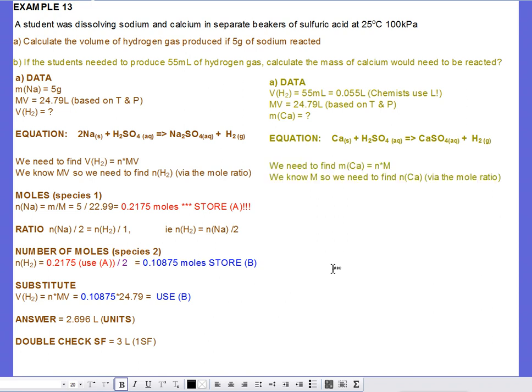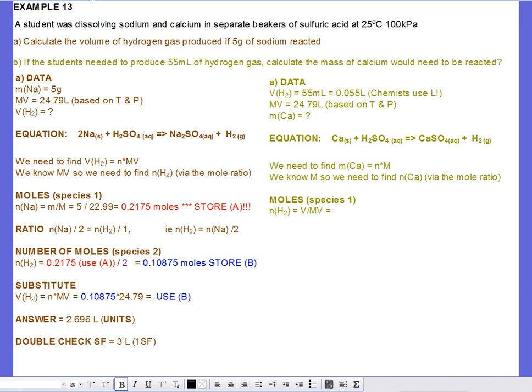Now we've got that, we need to find the mass of calcium. We know that's number of moles times molar mass. We know the molar mass of calcium. All we've got to do is find the number of moles of calcium, and we can solve this problem. We can find the moles of calcium via the mole ratio, particularly because we can calculate the moles of hydrogen gas. How are we going to do that?